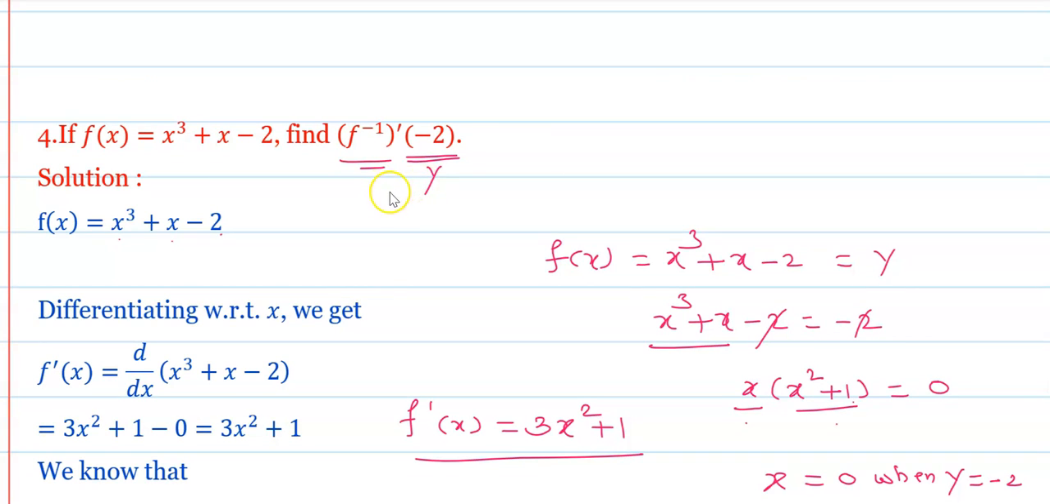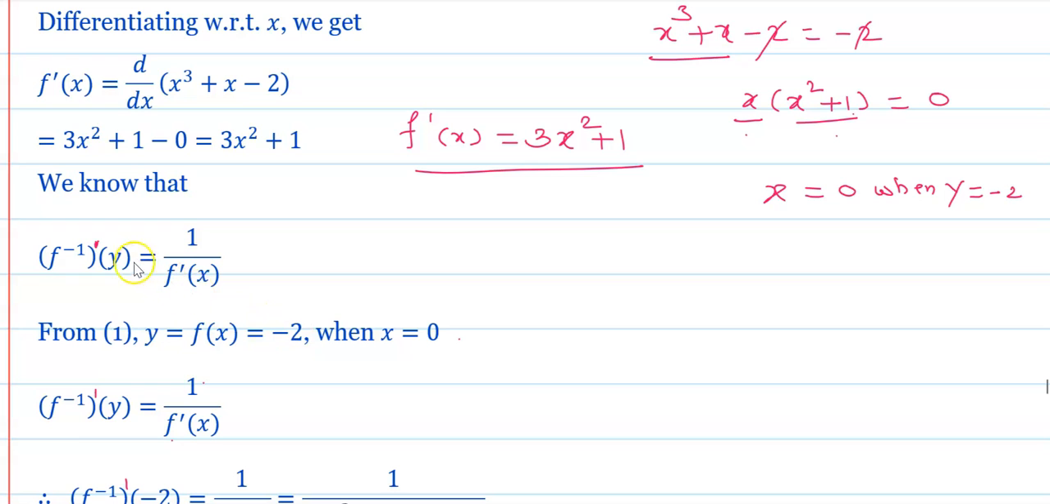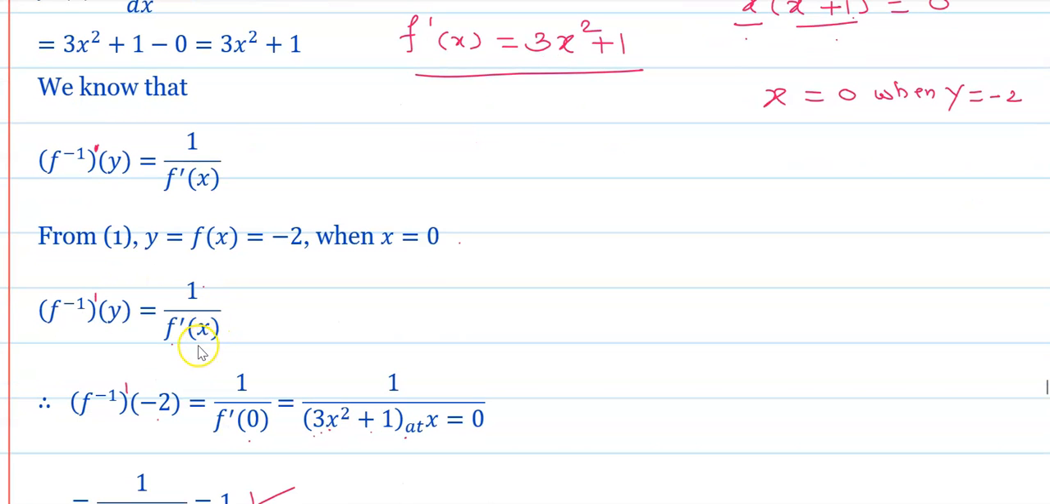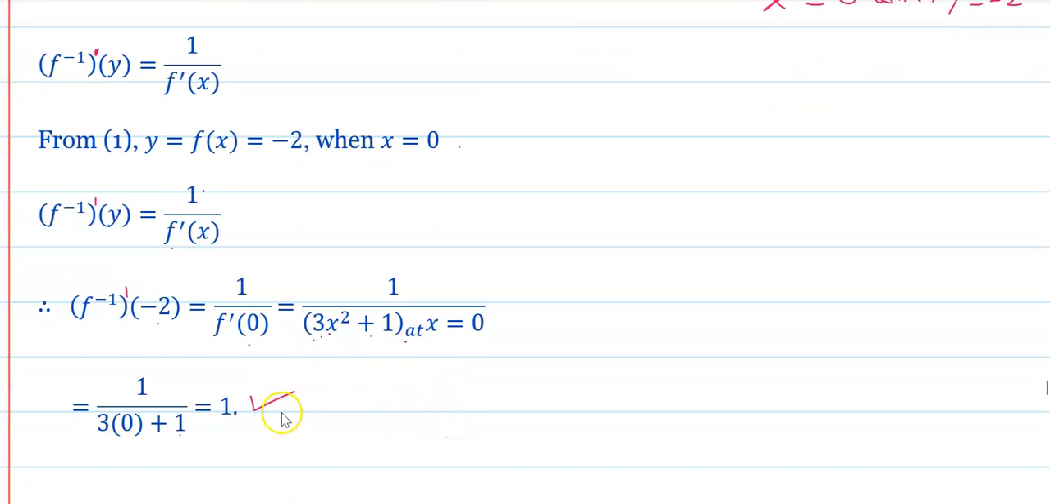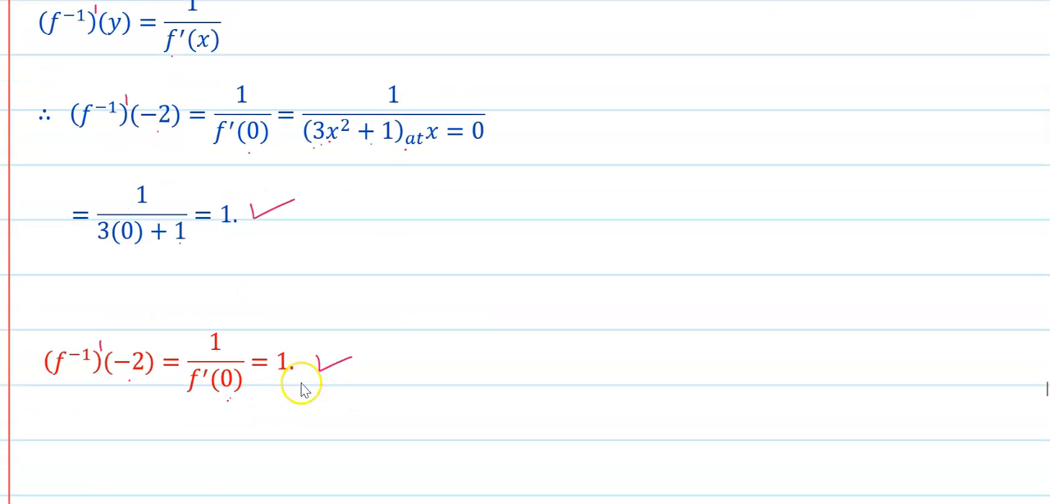We need an understanding of the problem. We have to find out the derivative of the inverse at y is equal to minus 2, and this is the y is equal to x cube plus x minus 2. If we substitute y is equal to minus 2, then you will get x is equal to 0. X square plus 1 is a complex number and hence x is equal to 0 is important. Next, the derivative of the inverse of the function is equal to 1 upon f dash of x. Replace y with minus 2 and x with 0. Substitute the value of f dash of x, which is 3x square plus 1 at x is equal to 0. And then you will get the derivative of the inverse of the function at y is equal to minus 2 is 1. This is the answer.